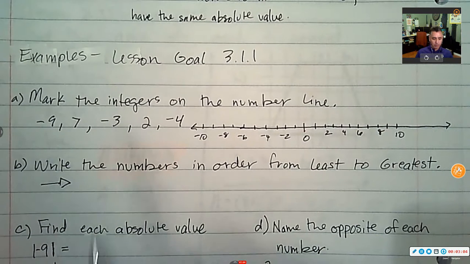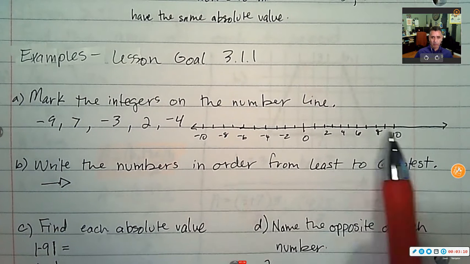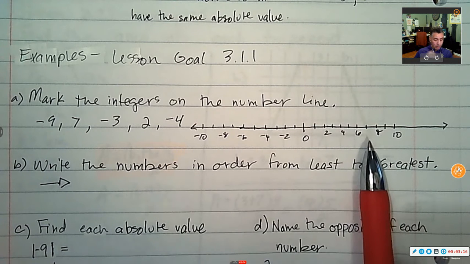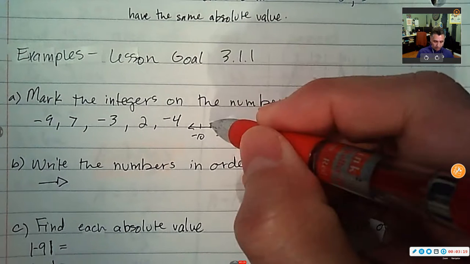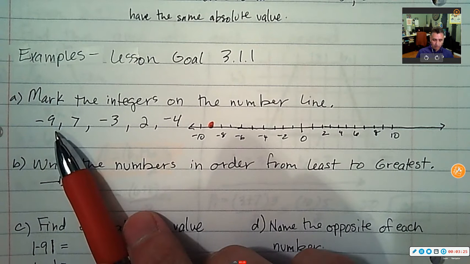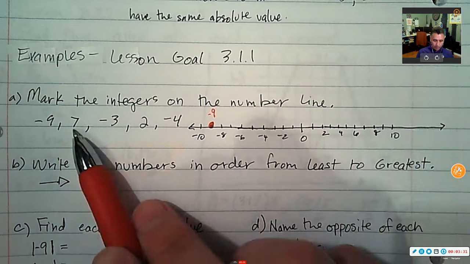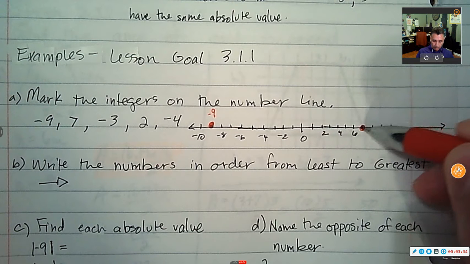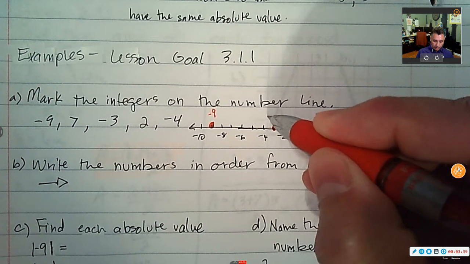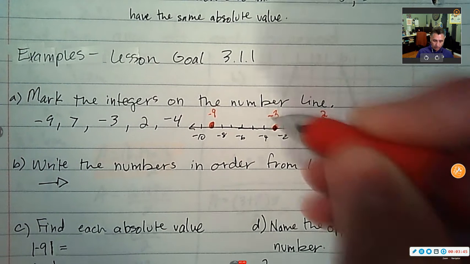So if we look at the examples, it says mark the integers on the number line. So we're just going to take these numbers and mark them on the number line. You guys might have to create this number line. Copy it down on your paper. And then to mark the numbers on the number line, we just put dots on the number line where the numbers belong. So -9 would be here, right? I'm just going to put -9 up there. Then 7 would be here, and then -3 would be here, and then 2 is here, and then -4 is here.